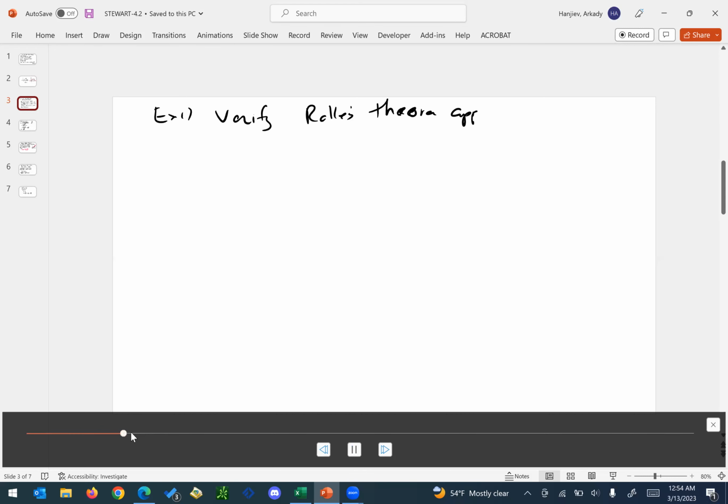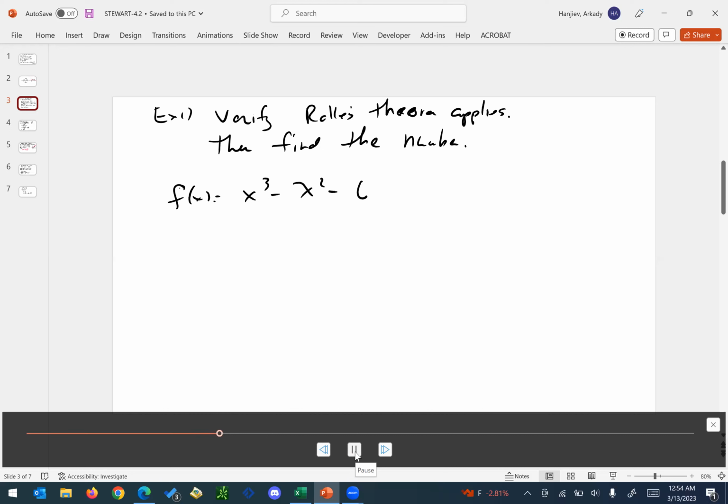We can say Rolle's theorem applies in this situation. It applies. Then find the number. All right, here's our function, f of x equals x to the third minus x squared, I think, minus 6x plus 2. All right, we're going from 0 to 3.